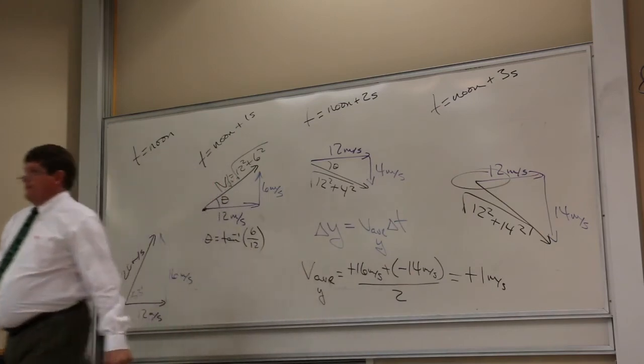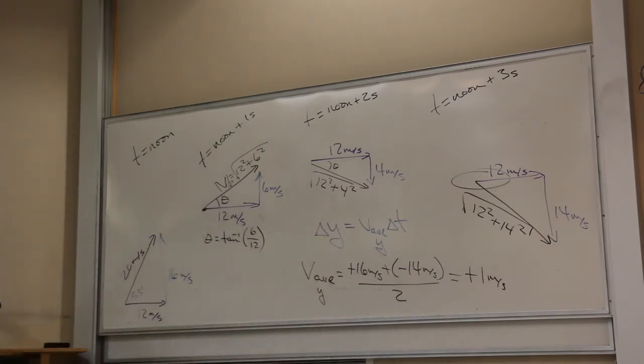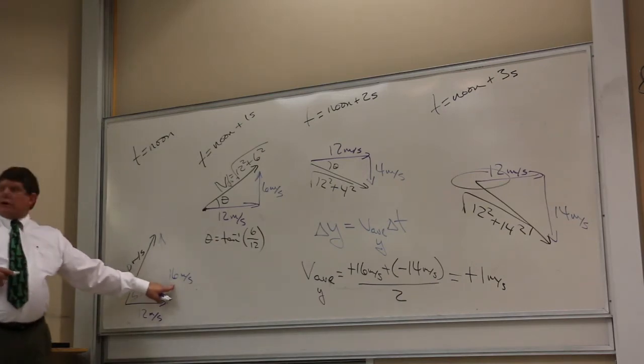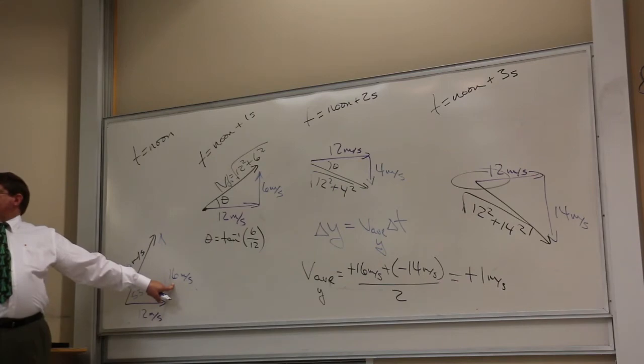Wasn't it plus 6 meters per second for your initial velocity in the water? I can't hear. Wasn't it positive 6 meters per second for your initial velocity in the water? Your initial velocity when you fire is 60.